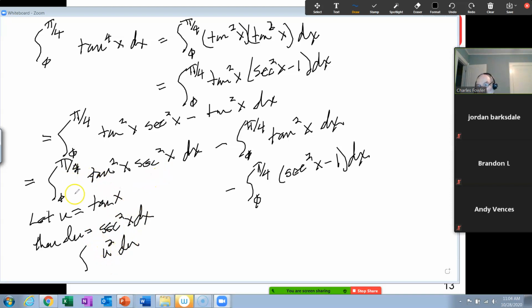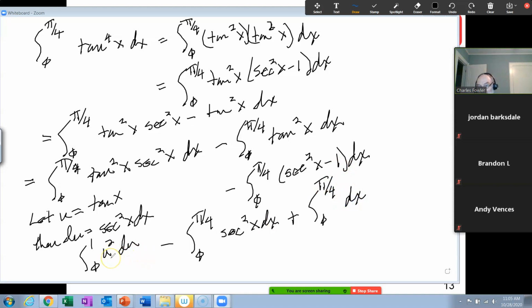Now, we need to change our limits here. When x is equal to 0, tangent is 0. So the u is 0. When x is equal to pi fourths, tangent of pi fourths is 1. Okay, so that's going to be our new first integral. The second integral is this one. The integral, and we don't need to change this one, I don't think. This will be from 0 to pi fourths of secant squared x dx. Okay. And then we have a minus times a minus, which will be a plus the integral from 0 to pi fourths of just dx.